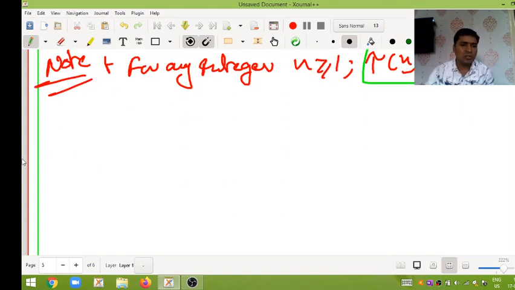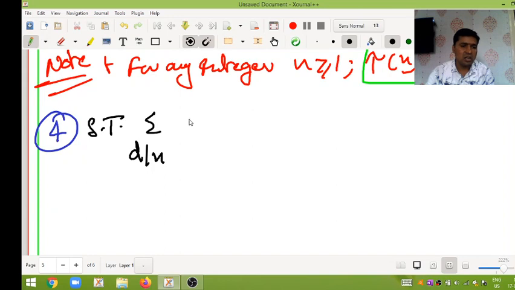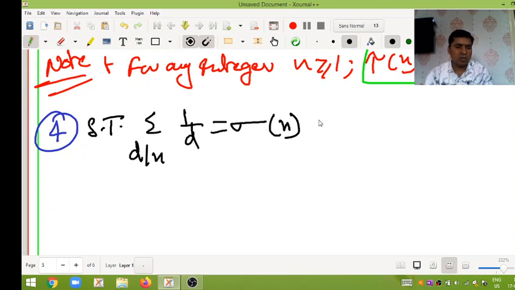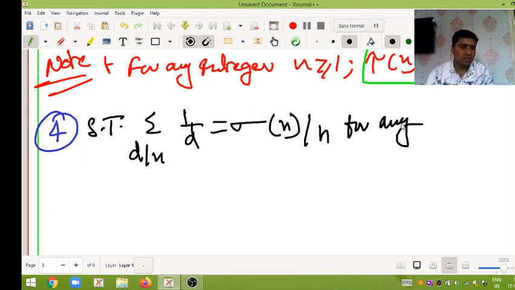So next, four marks question. Sorry, fourth question. Show that the summation over d dividing n of 1 by d is equal to sigma of n divided by n, for any positive integer n. This is our beautiful question.